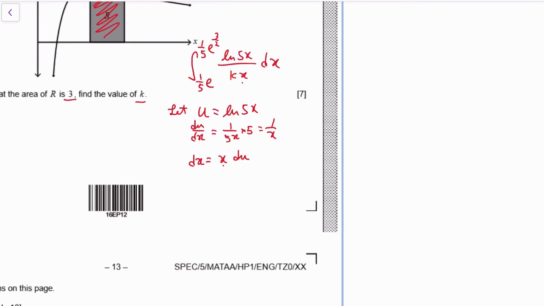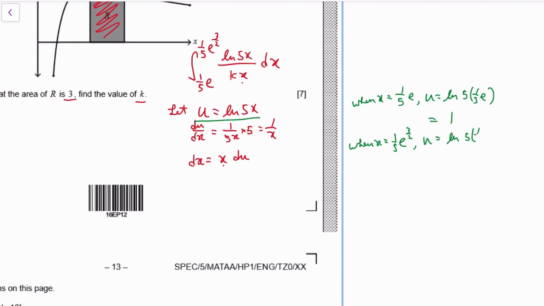It'll be nice if we also change the limits. So when x is 1/5 e, u would be ln of 5 times 1/5 e, because you're just substituting. That's ln e, so 1. When x is 1/5 e to the power of 3 over 2, u is ln 5 times of that. So the 5 and 1/5 cancel out. u is ln e to the power of 3 over 2, that's 3 over 2. So that's changing the limit. Then we can do it. The limits become 1 and 3 over 2.